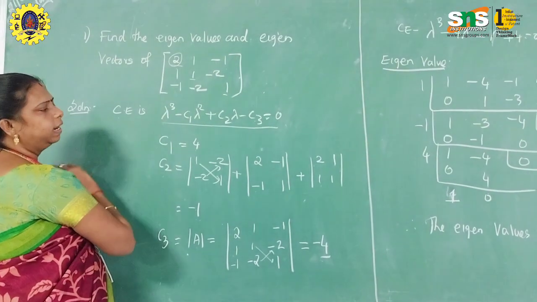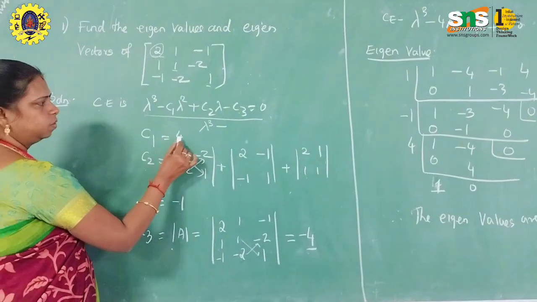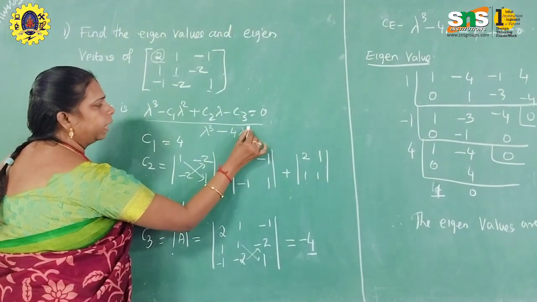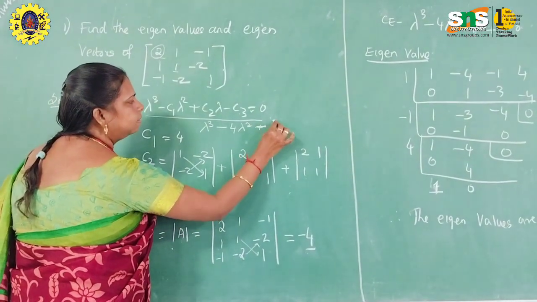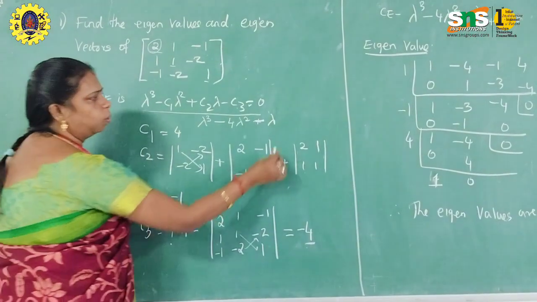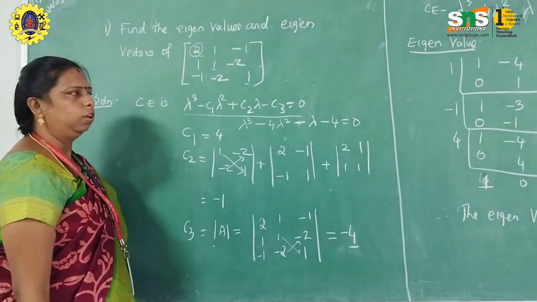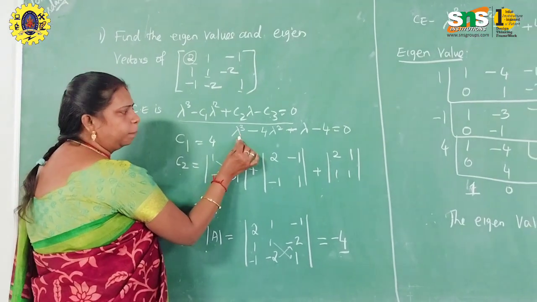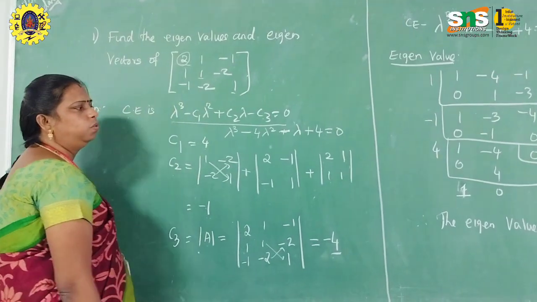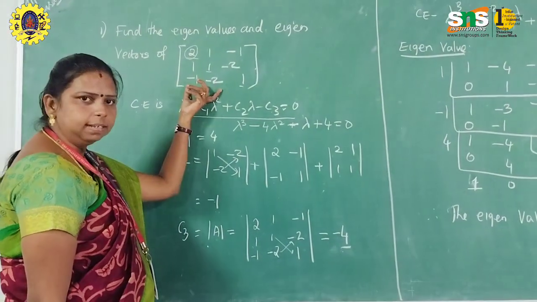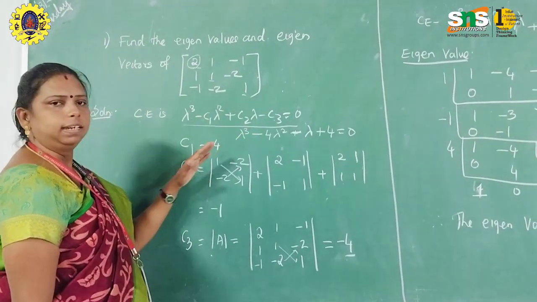So the characteristic equation we get is lambda cube minus C1, which is 4, so 4 lambda square, plus C2, which is -1, so minus lambda, and C3 is -4, so minus (-4), equal to 0. This is our characteristic equation: lambda cube minus 4 lambda square minus lambda plus 4 equal to 0. So for this matrix, the first step we calculated is the characteristic equation.